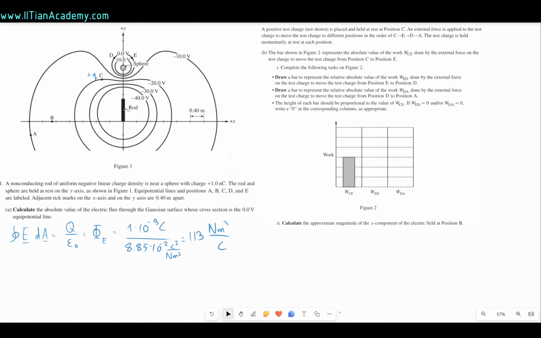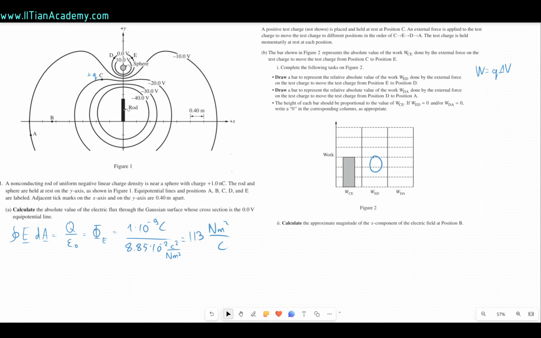So if we go from E to D, what we see is that in fact this is on an equipotential surface. So if we use the formula that the work is the charge times the change in potential, on the equipotential surface, the change in potential is obviously zero. Therefore, this bar will be zero.